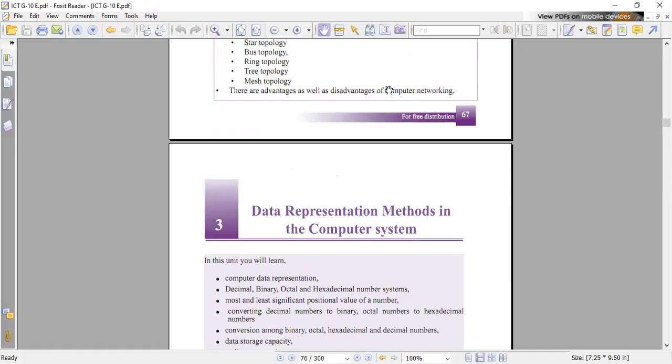Another point. Training should be provided to work in a network. To work inside a network.